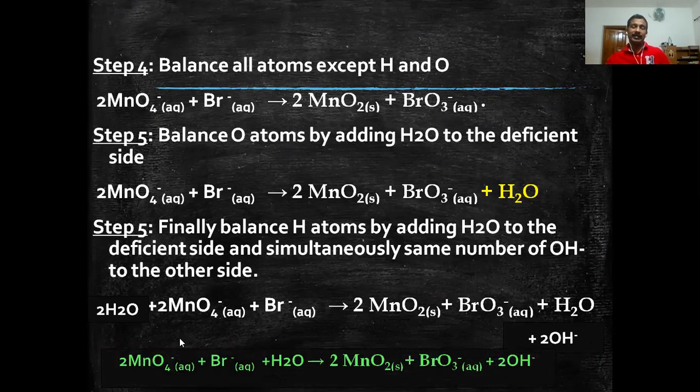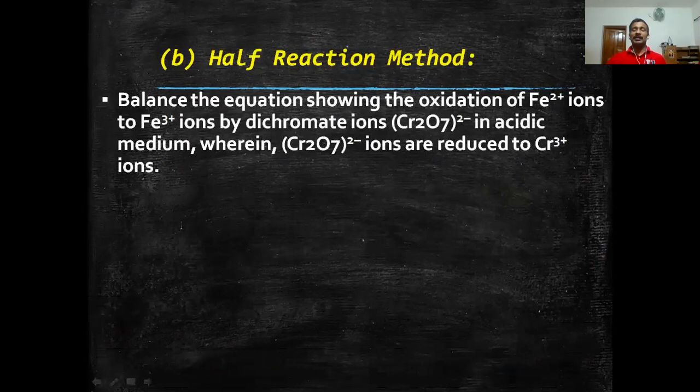And here finally, here 2 H2O, here 1 H2O. We can cancel this H2O. Then here will remain only 1 H2O and there is no H2O in the product side. You can cancel it. Then finally, you can write 2MnO4 minus plus Br minus plus H2O gives 2MnO2 plus BrO3 minus plus 2OH minus. Now the second method, half reaction method.